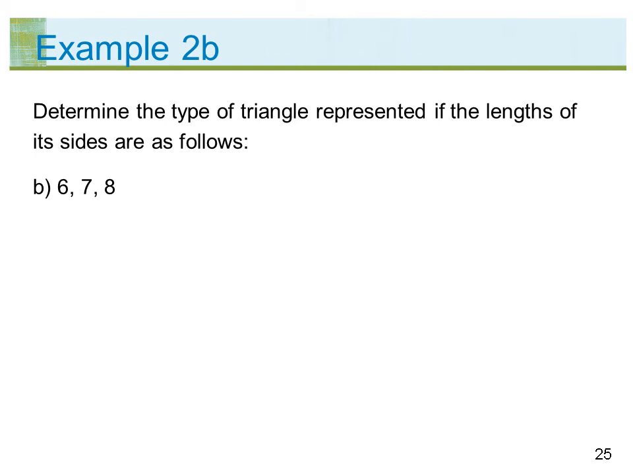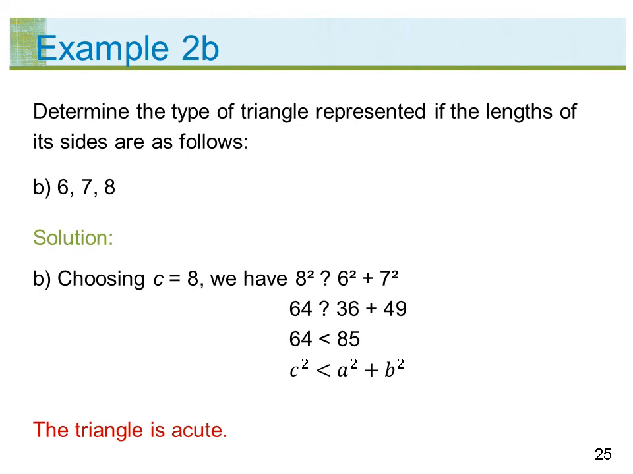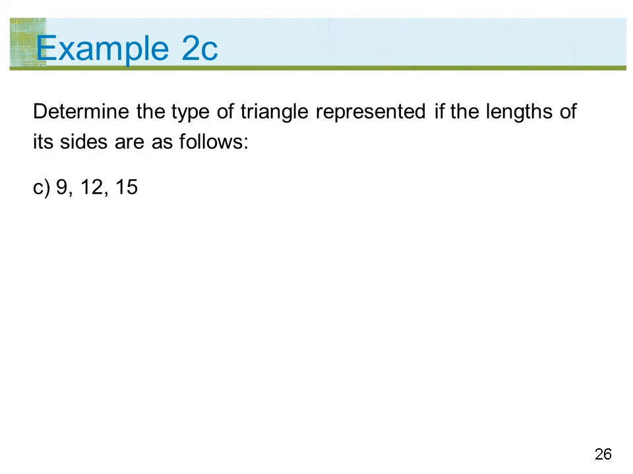Determine the type of triangle represented if the lengths of its sides are as follows. B: 6, 7, 8. Solution: Choosing c equals 8, we have 8 squared ? 6 squared plus 7 squared. 64 ? 36 plus 49. 64 is less than 85. c squared is less than a squared plus b squared. The triangle is acute.